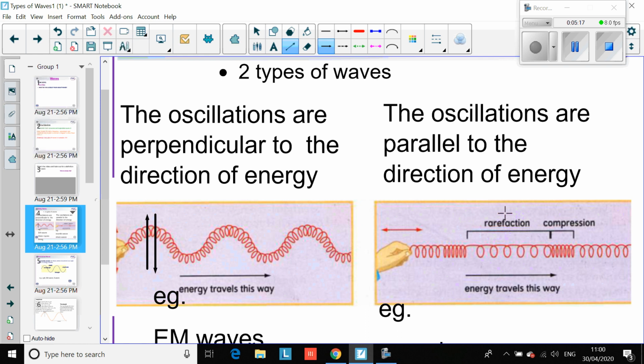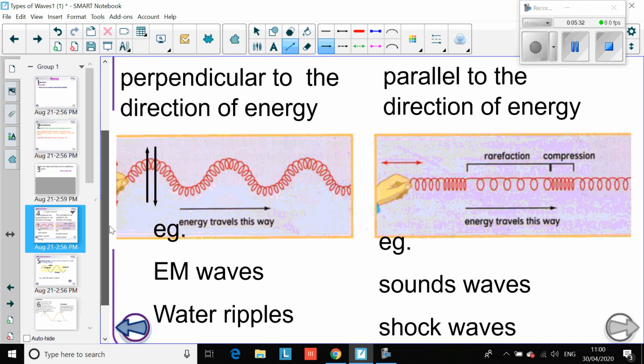A rarefaction, as you can see, is where this longitudinal wave stretches. So here they've used the example of the spring, it stretches. And here, compression is obviously where the spring sort of bunches up. And a couple of examples of this: electromagnetic waves are all transverse, water waves, transverse. Sound waves and shock waves, such as some kind of earthquake waves, are longitudinal.